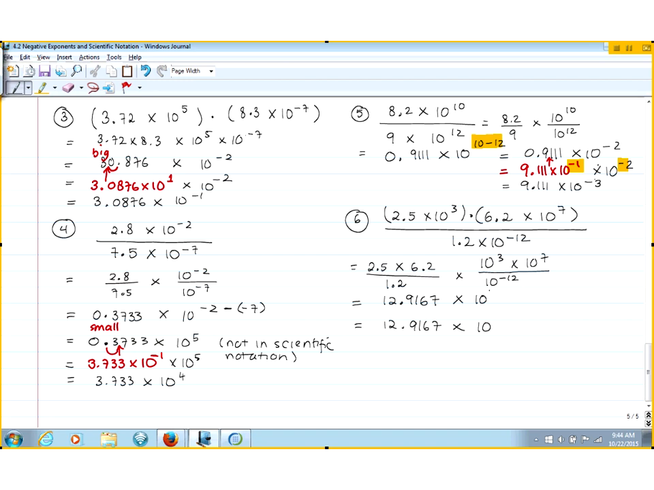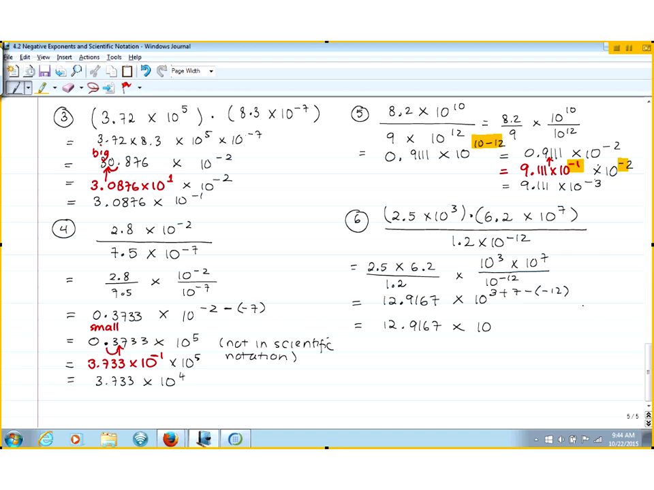Yeah. That's right. So what happens with the powers of 10? What am I supposed to write here? What do you do to the 3 and 7? You add them, so 3 plus 7. Okay. What do you do to the negative 12?